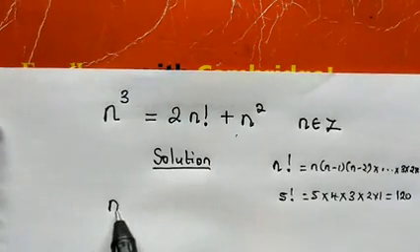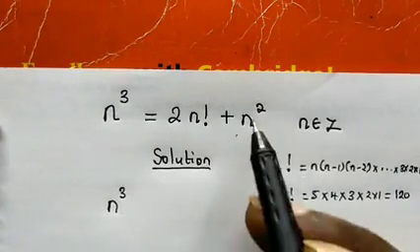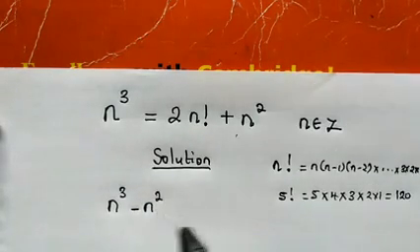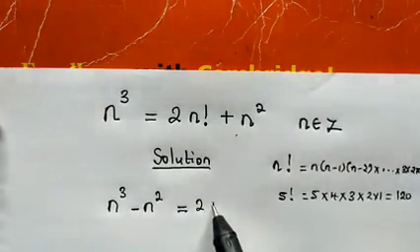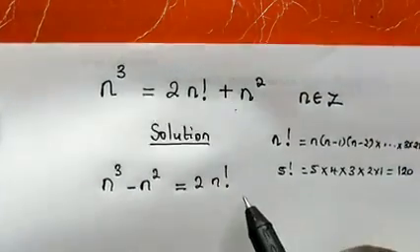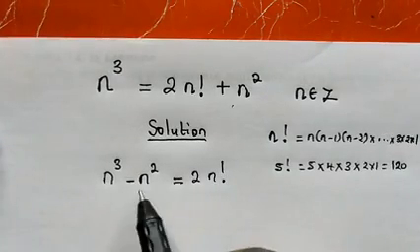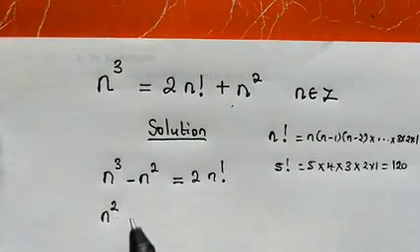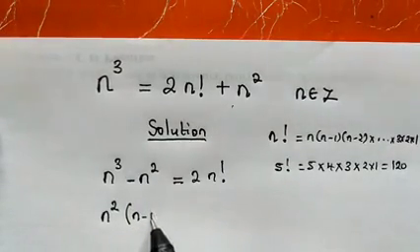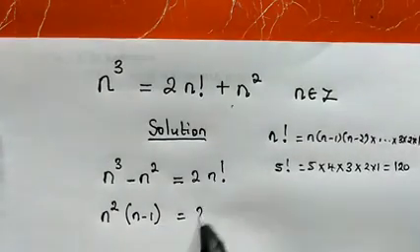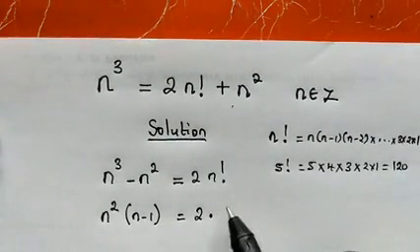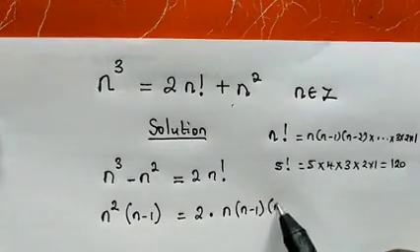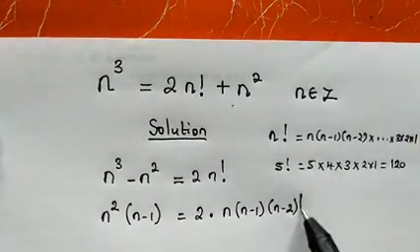From the left hand side, we have n to the power of 3. Let's subtract n squared from both sides. So we have n cubed minus n squared, which is equal to 2 multiplied by n factorial. From here, we can see that n squared is common. Factor it out, so we get n squared, into bracket, we just have n minus 1. This is equal to 2 multiplied by n factorial, which is the same as n multiplied by n minus 1 multiplied by n minus 2 factorial.